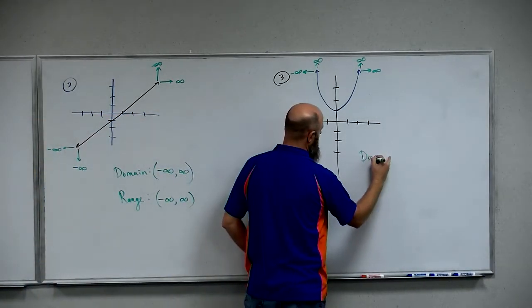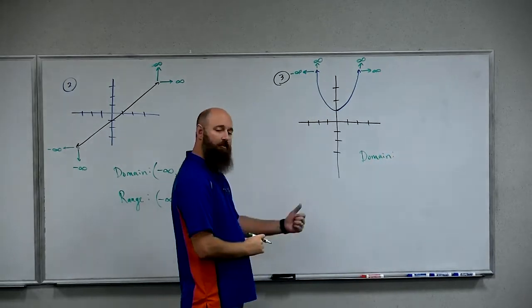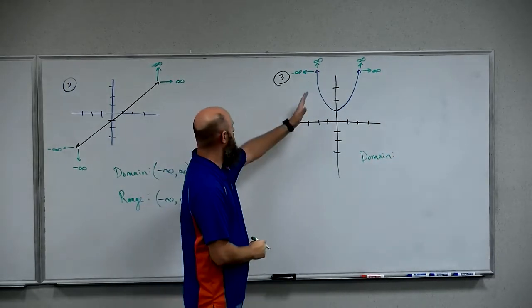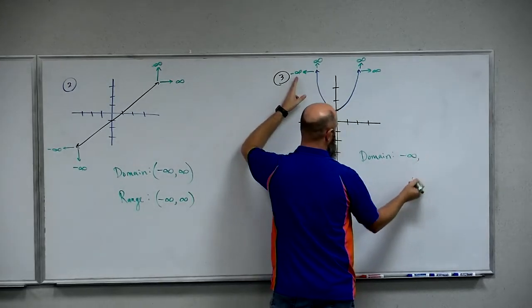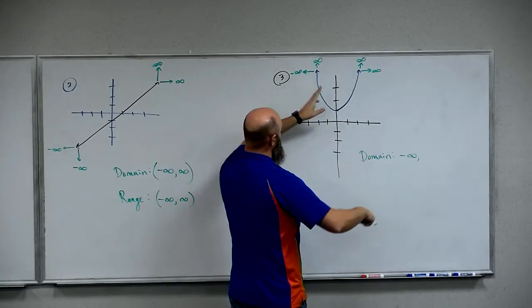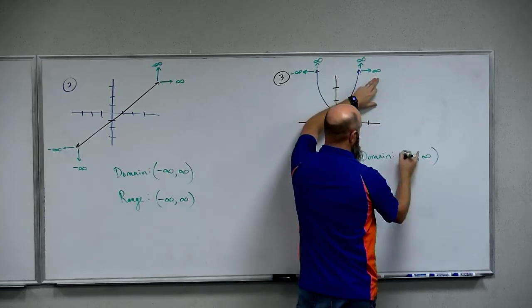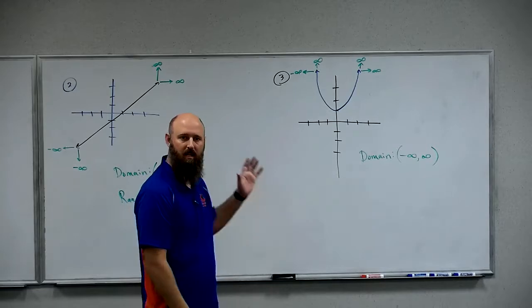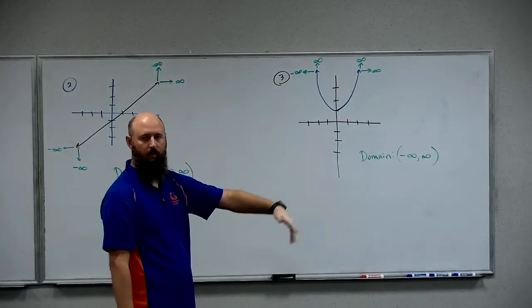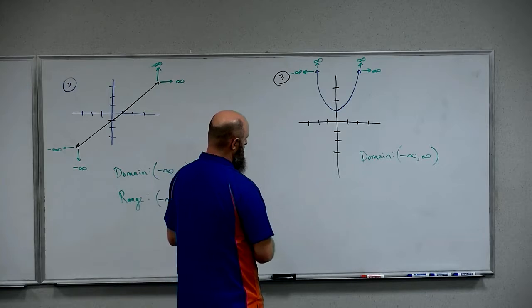Let's start with our domain. We always want to know what we can plug in first. So how far to the left do we go? Well, to the left, it goes to negative infinity. How far to the right do we go? Well, it goes to positive infinity. And it should always be in that order, negative infinity to positive infinity. It's always less to greater when we're writing things, just like a number line. So make sure you do that properly.